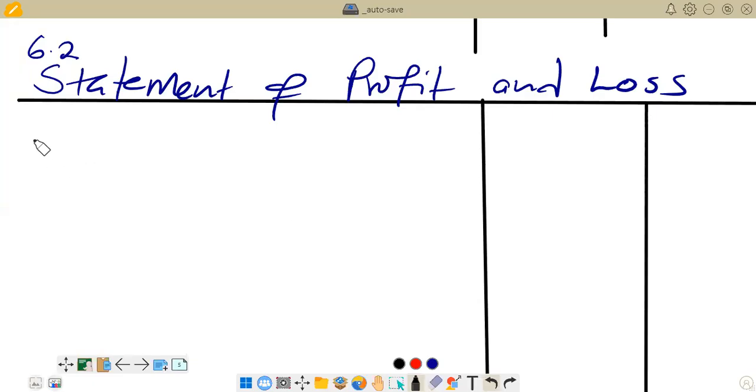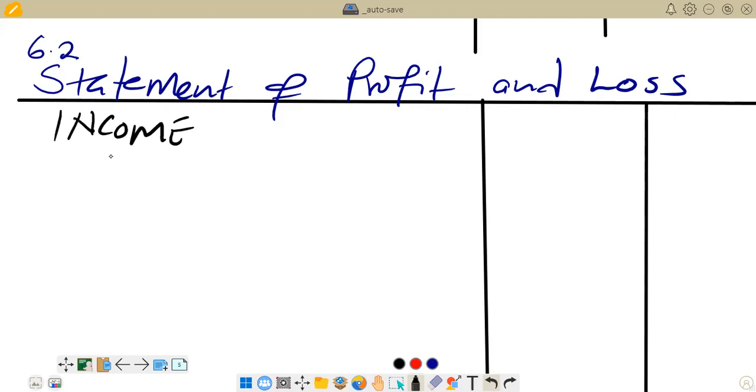So on the next statement, which is 6.2, we have a statement of profit and loss. On the statement of profit and loss, we are going to start by listing all the incomes that we have. Then we get the total. Then we list all the expenses and get the total. Then we subtract income minus expenses to get our net figure for the statement of profit and loss.